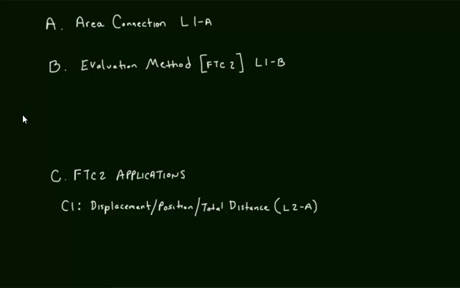Lesson 2A. Please follow along in the notes packet. From Lesson 1, we talked about the area integral connection. That was Lesson 1A. And then in Lesson 1B, we talked about the evaluation method, or the thing that is only minorly important, the fundamental theorem of calculus, part 2. Very, very important. There are two ways to show the evaluation method.